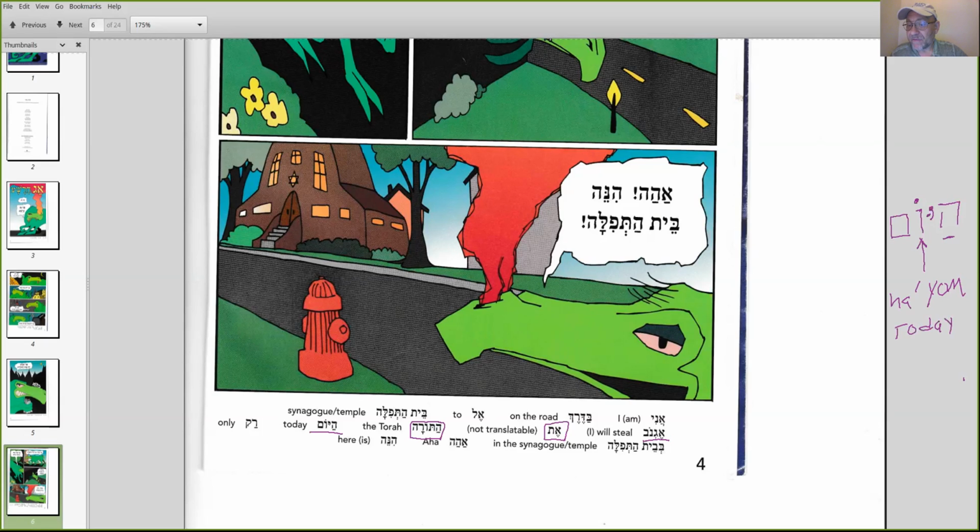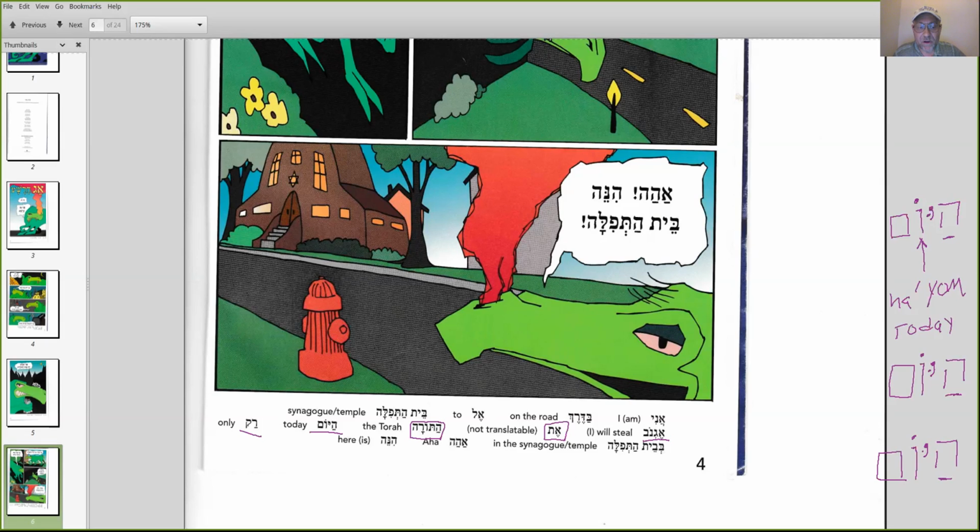Let's try it again. We have a hey with a patach, a yod. We'll put a dagesh in there to get the ha and the yo, so you got a doubling. And we have the holem, ha-yo, ends with mem sofit, ha-yom. One more time. Hey, patach, yod, dagesh, holem, mem sofit, ha-yom. All right, so today.